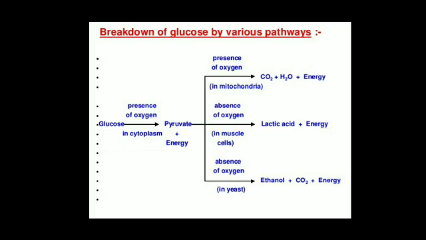The end products of aerobic respiration are carbon dioxide, water, and more amount of energy is released. But during the process of anaerobic respiration, ethanol and carbon dioxide and comparatively less amount of energy is released.